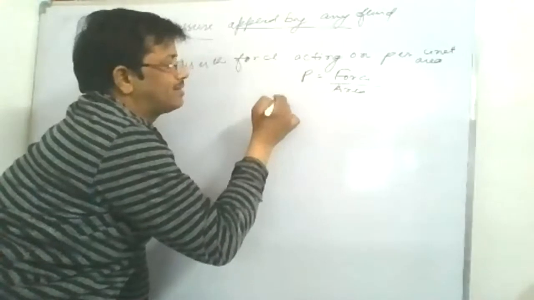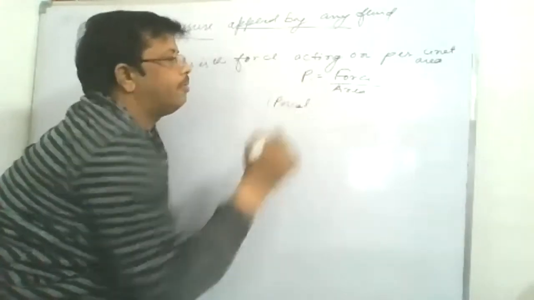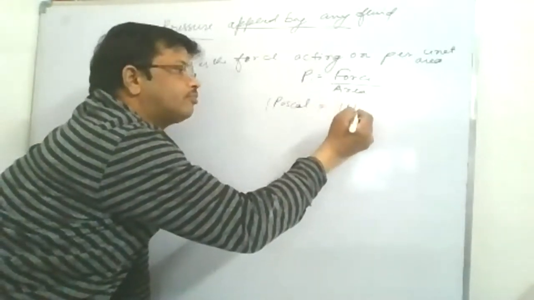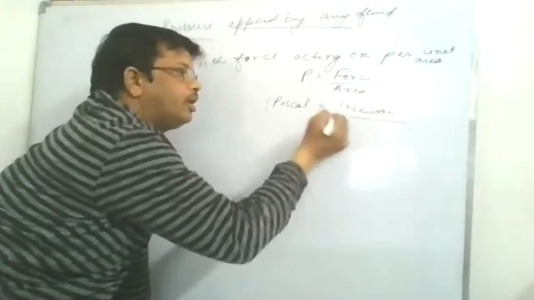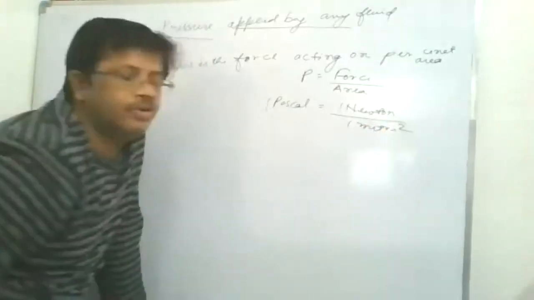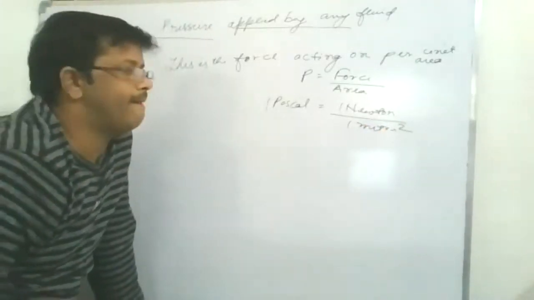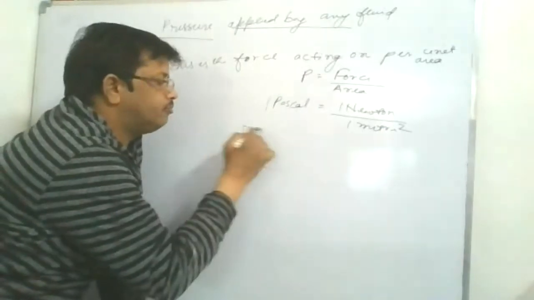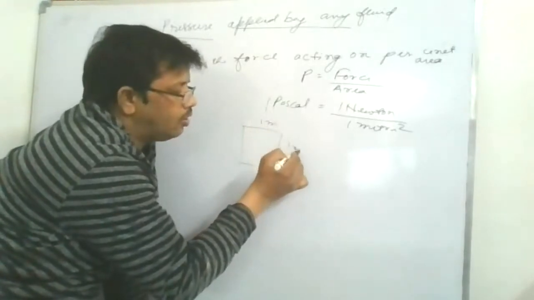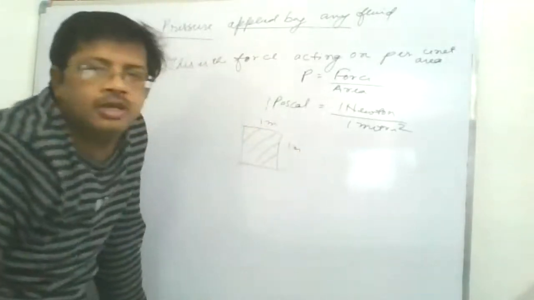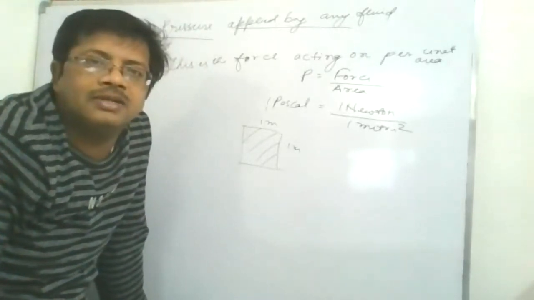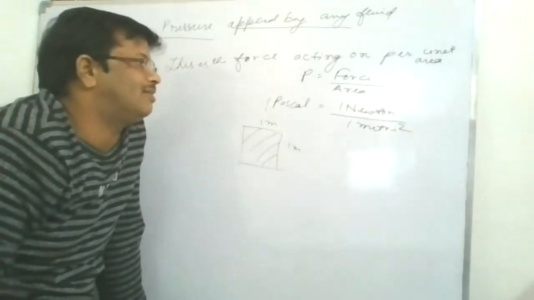Unit of pressure is Pascal. And you know the unit of force is Newton. What is the unit of area? Meter square. So if 1 Newton of force acts over how much area? 1 meter into 1 meter, that is 1 meter square of area. Then the pressure is said to be 1 Pascal.